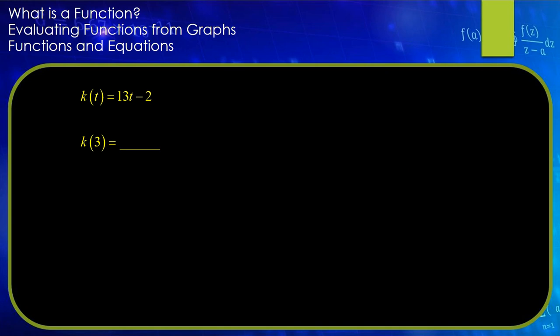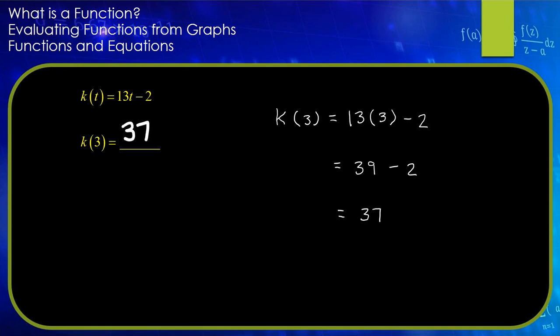Same thing with this. If k of t equals 13t minus 2, k of 3 is going to be the same thing as me doing 13 times 3 minus 2, just replacing the t, in this case, with the number 3. 13 times 3 is 39, so I have 39 minus 2, and 39 minus 2 is 37. So k of 3 would be 37. Let's try another.